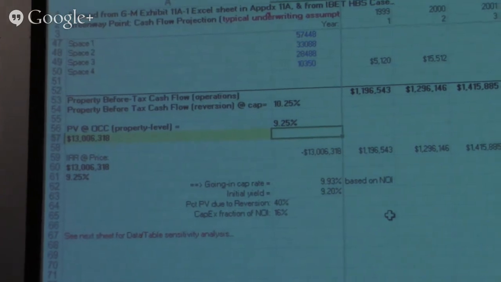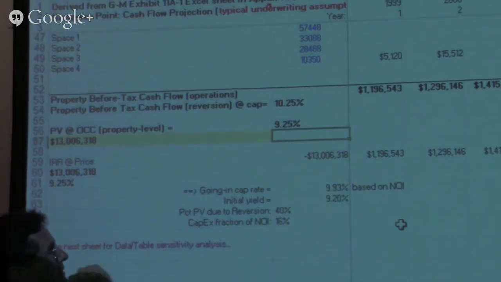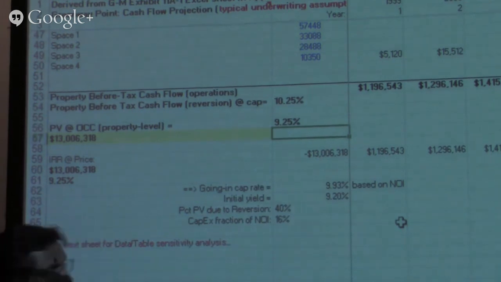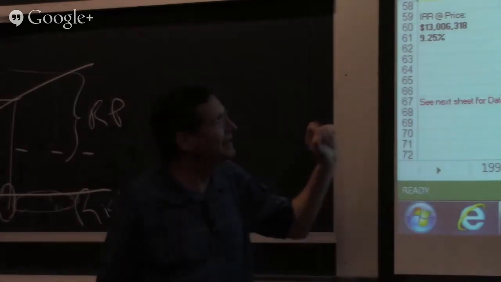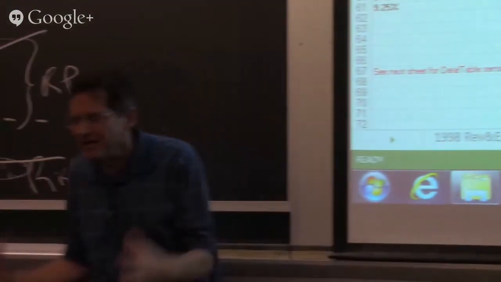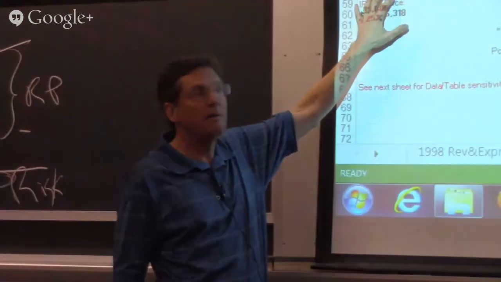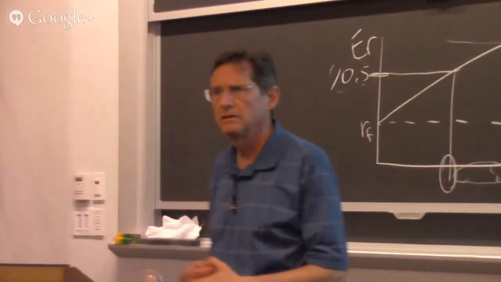And now I like this one. We're at almost 10%, almost the midpoint of our going in cap rate range. And the difference between the going in and the going out is now just a little over about 30 basis points, which is not much cap rate creep. So I really like this now. So about $13 million, very close to the Harvard numbers in terms of the present value of the property, but a very different picture in terms of what the expectations are.